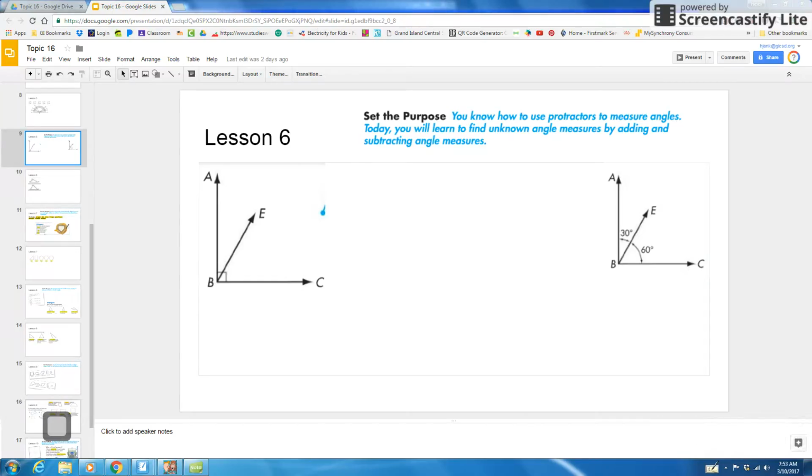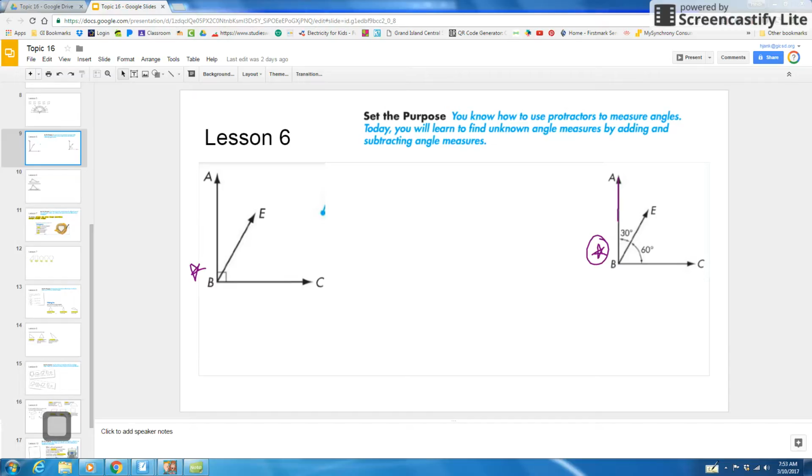So I have a larger picture here of an angle, but that same angle is over here. And yes, I know it gives us the two angle measures already, but we're going to be using those in a couple different ways. So let's start here at this angle here to begin with.